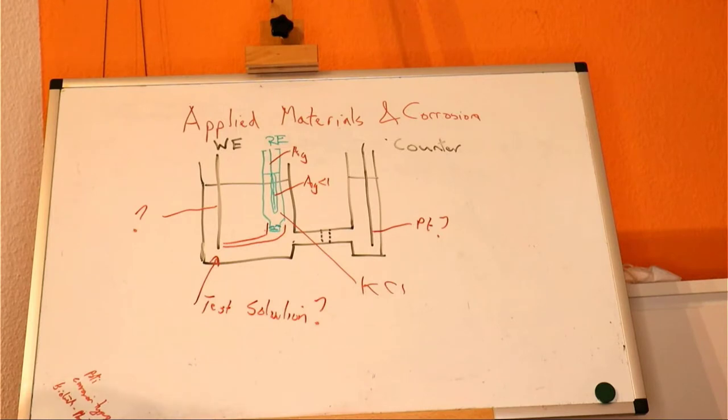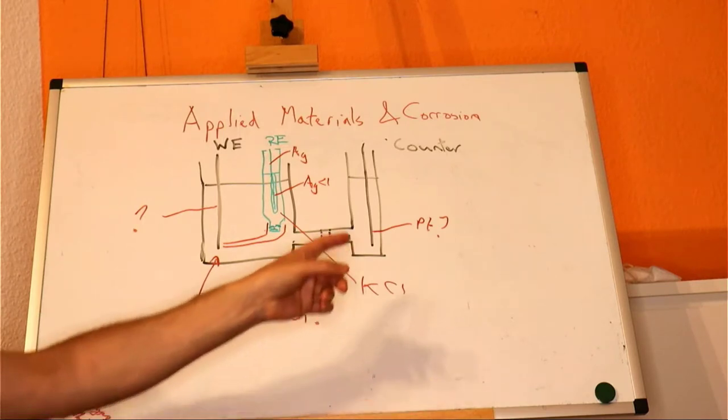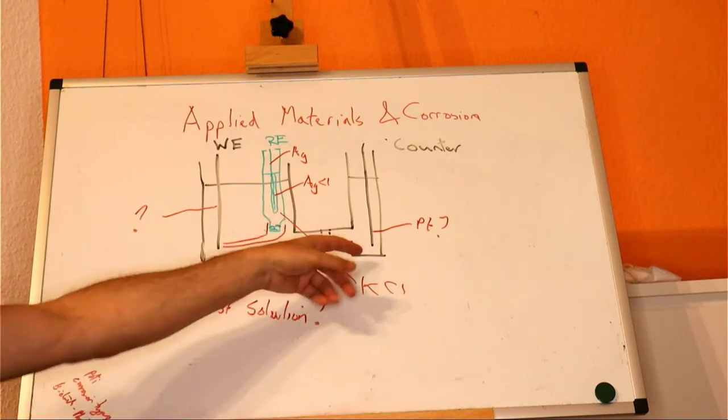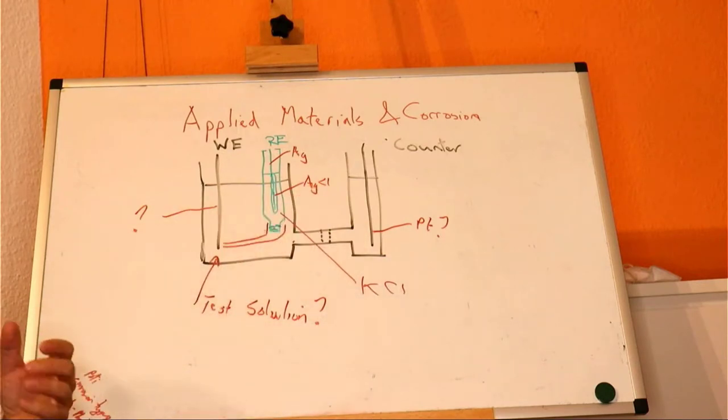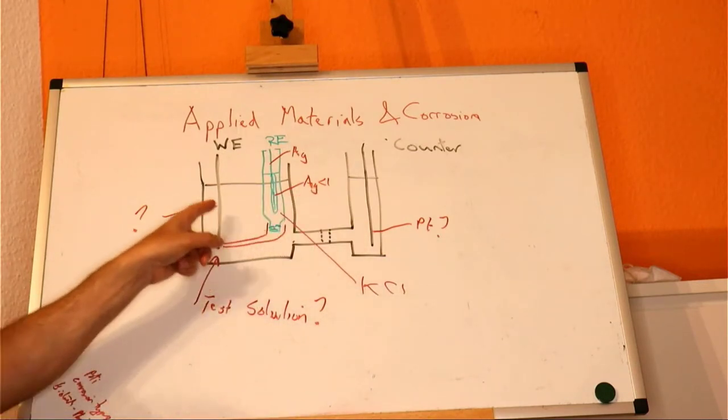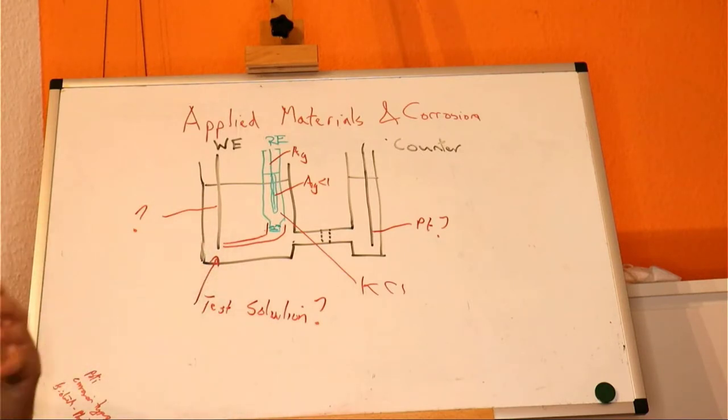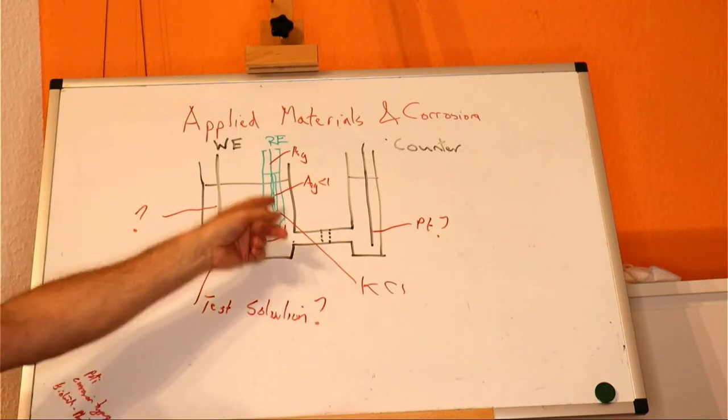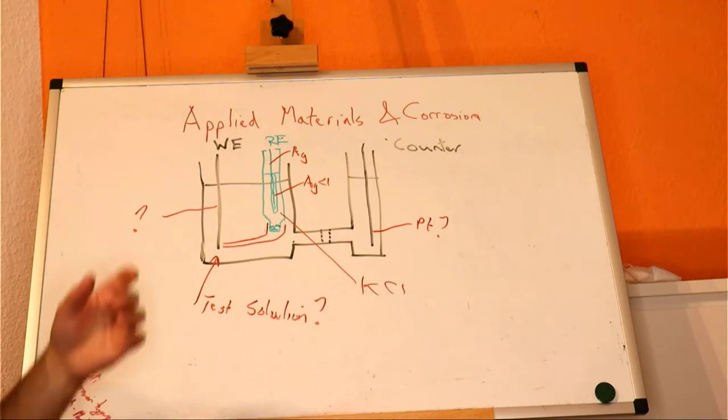In the cases that I've shown before, I've been measuring both at the same time and hiding it by having a lot of current flowing in my combined counter and reference electrode, which was the other one. Now we're going to go to a proper three electrode system and we will measure the voltage at the working electrode properly using a reference electrode, which is a silver chloride electrode.